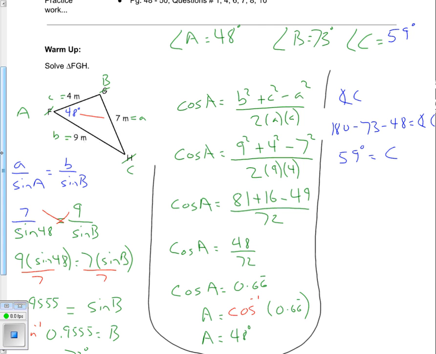So I've solved this triangle using what I know of the cosine law, what I know of the sine law, and also what I know of the total value of the inside angles of a triangle.